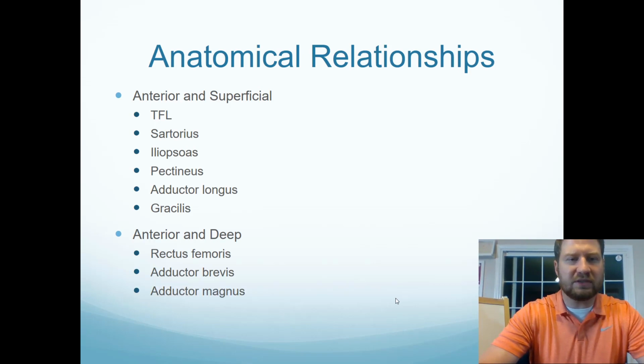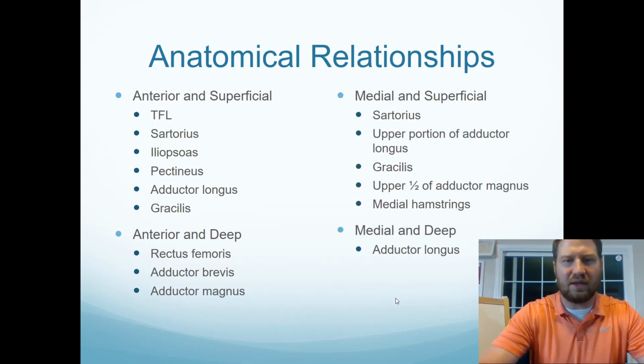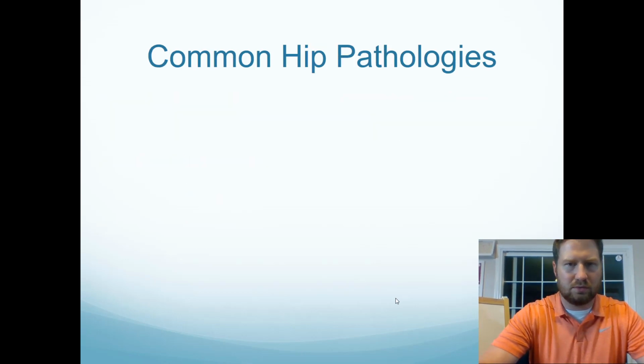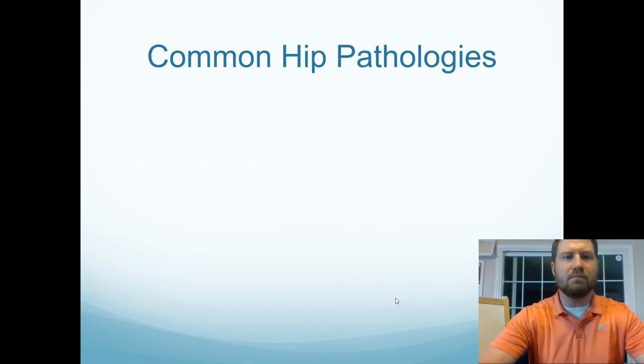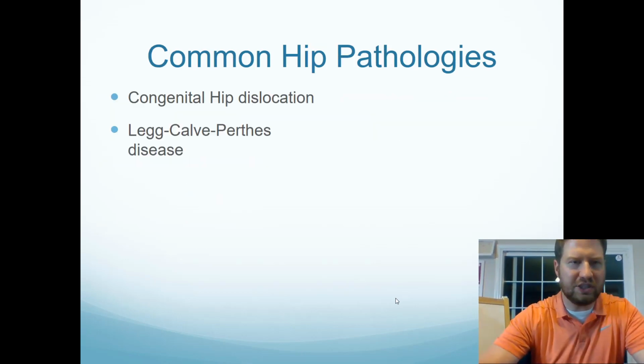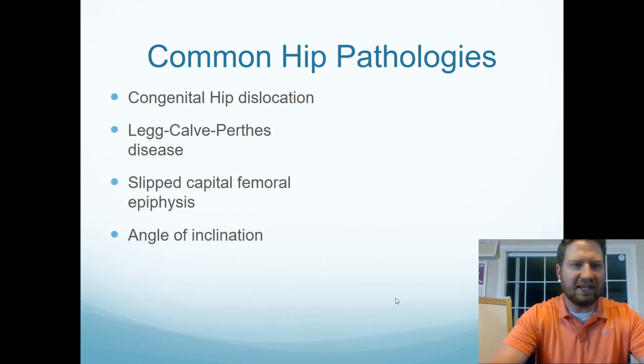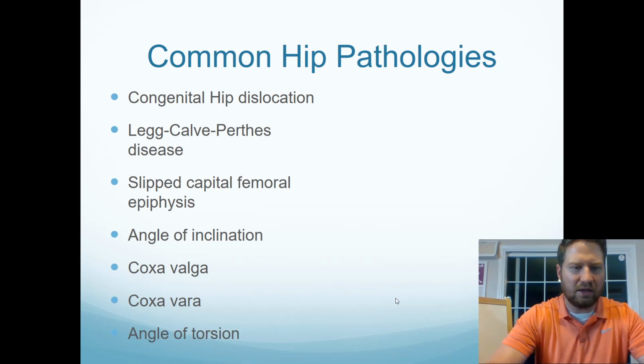There's our anatomical relations. I'm just going to breeze through this. I don't think that we need to really concentrate on that too much. Okay. All right, so moving into common hip pathologies. Okay, we have a congenital hip dislocation, Legg-Calvé-Perthes disease, slipped capital femoral epiphysis, our angle of inclination, coxa valga, coxa vara, angle of torsion.